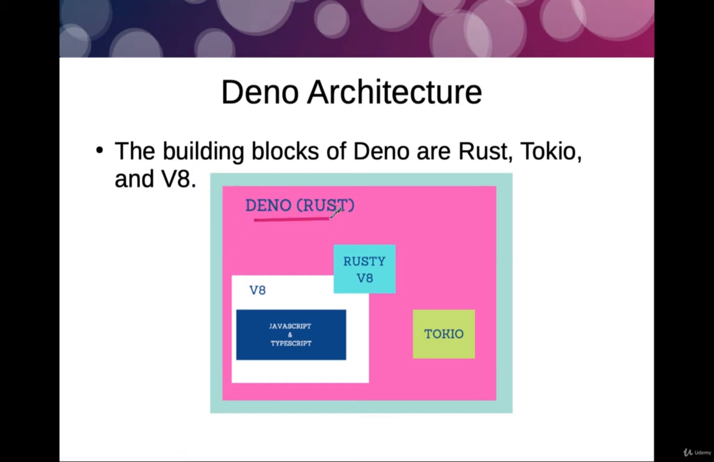So this is Rust, right? Which is the backend programming language. This is Tokio, which basically is used for asynchronous input and output, that is asynchronous IO, right? Basically for thread pooling services. Then comes Rusty V8, which allows Deno to communicate with the V8 engine and do whatever it wants to do with JavaScript and TypeScript, right?